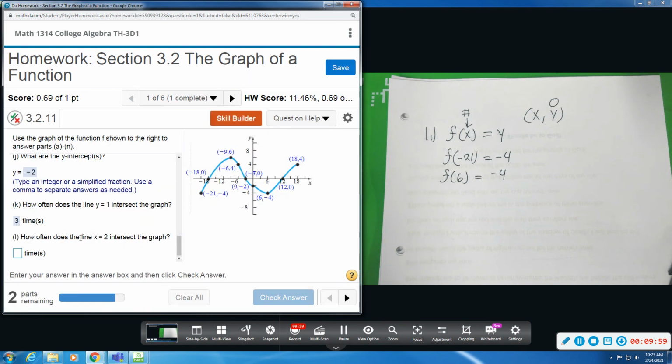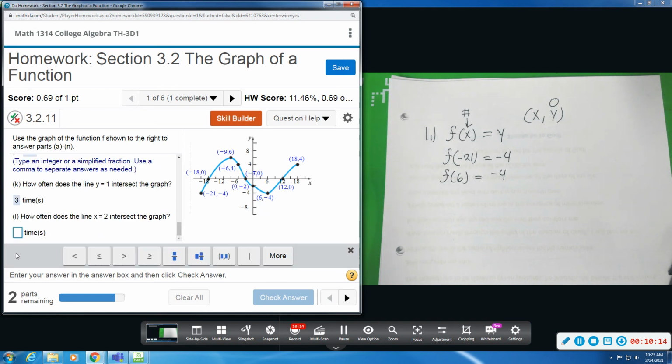All right, how often does the line x equals 2 cross? Okay, so over here, x equals 2. So this is on the x-axis. An x line would just go straight up and down, a vertical line. So x equals 2 would only cross 1 time, right here. So we don't need to know where, we just need to know how many times, and it would only cross once.